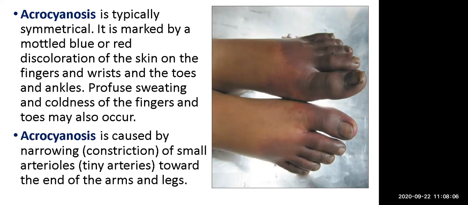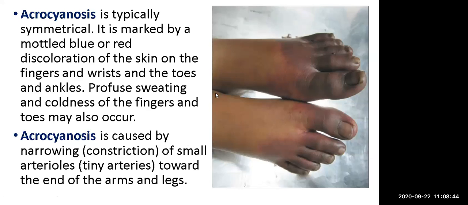So you understand acrocyanosis is the contraction of the veins of the feet and hands. So look at this. It is marked by a mottled blue or red discoloration of the skin on the fingers and wrist and the toes and ankles. Profuse sweating and coldness of the fingers and toes may also occur. Acrocyanosis is caused by the narrowing constriction of the small arterioles, tiny arteries toward the end of the arms and legs.